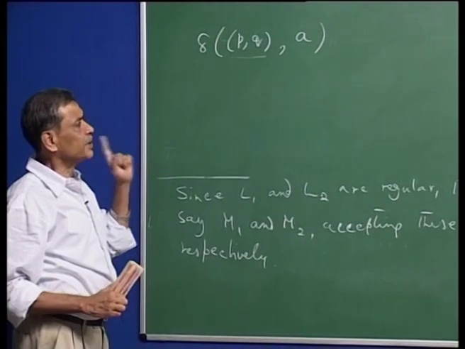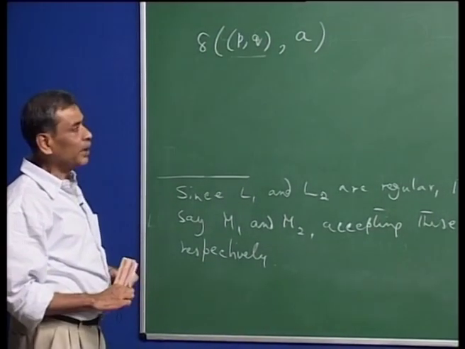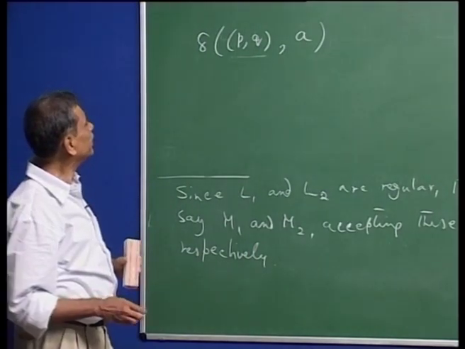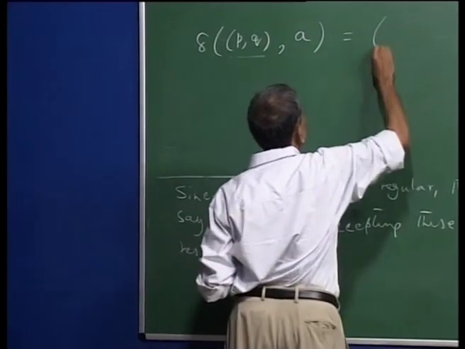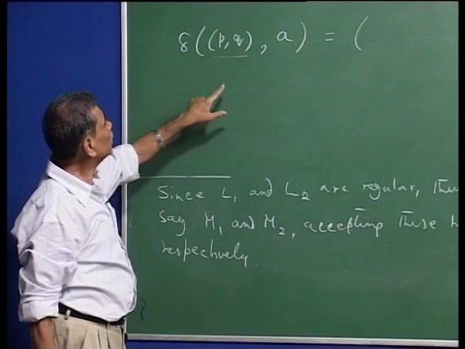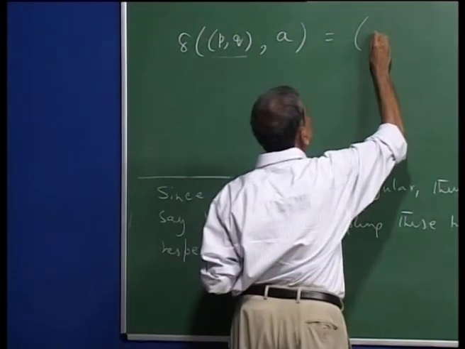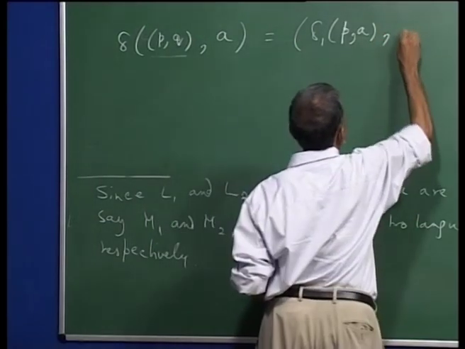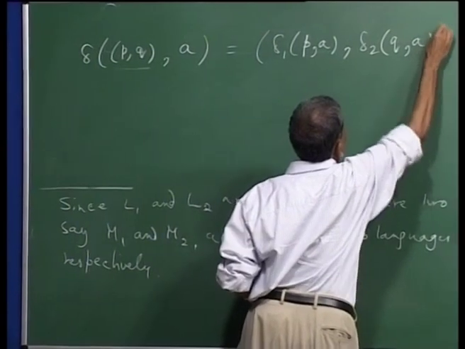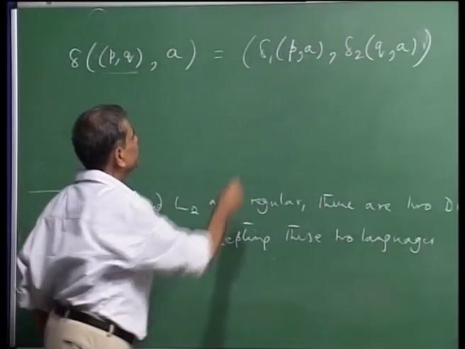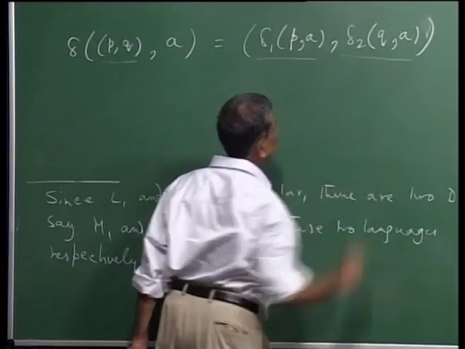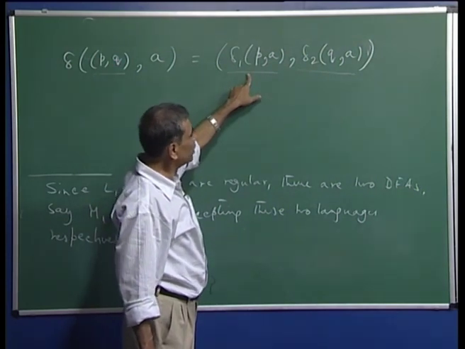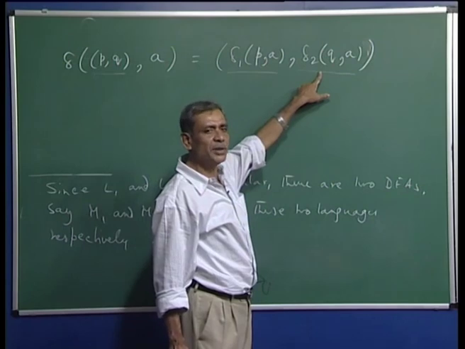Now, you would like to keep this as invariant, that after scanning the symbol A, the machine M should remember where M1 would be and where M2 would be in the two components. In that case, it is fairly clear that the first part of the state of M should be this, which is again a pair, and this is the first component of the pair and the second component of the pair. And this is a pair in which the first component is a state of machine M1, the second component is a state of the machine M2.